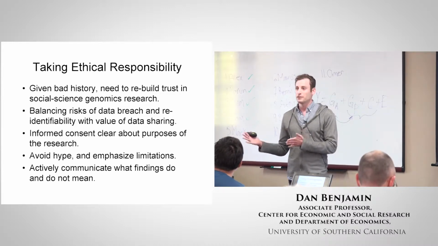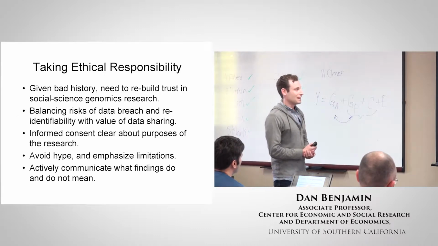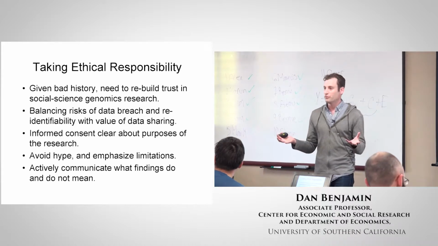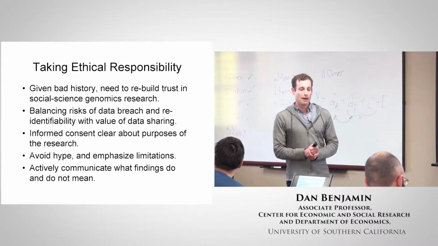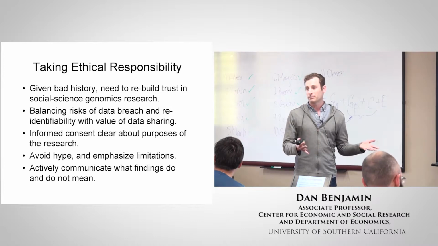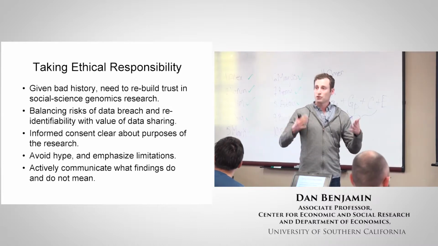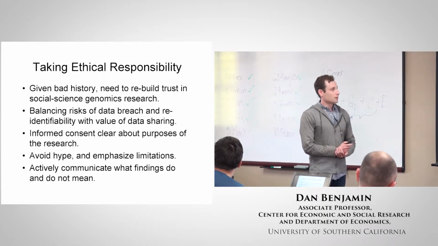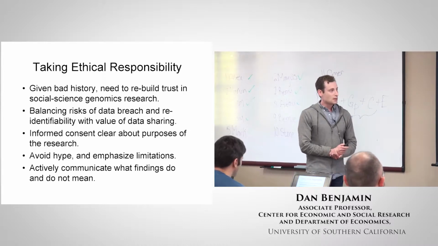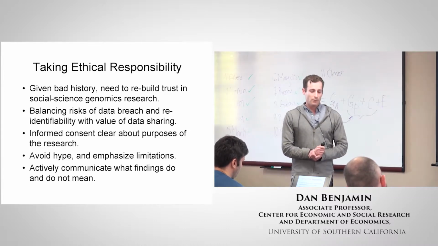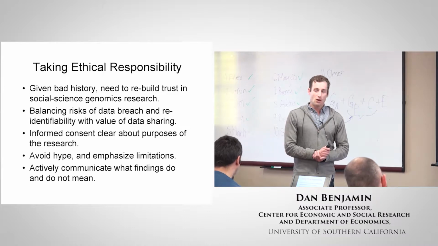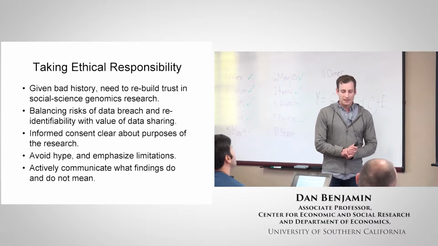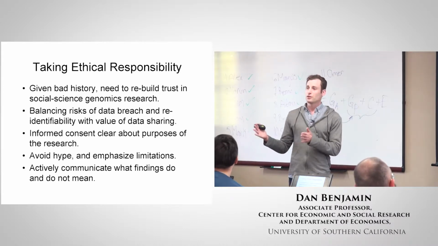So one kind of ethical issue is protecting respondent privacy. With genetic data, there's a greater risk of re-identifying people because you just have so much information about the person from their genome. And we want to balance that against data sharing and data availability. So we want to find ways of being open and transparent with our data, but without putting people's privacy at risk. Another issue that comes up often in our work is making sure that the consent is appropriate for the research we want to use the data on.